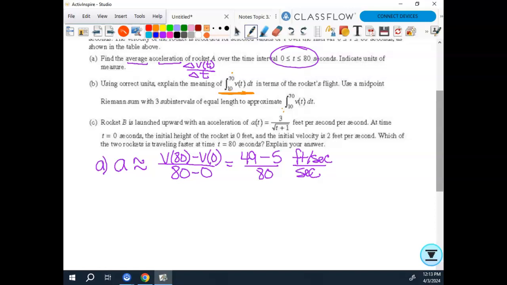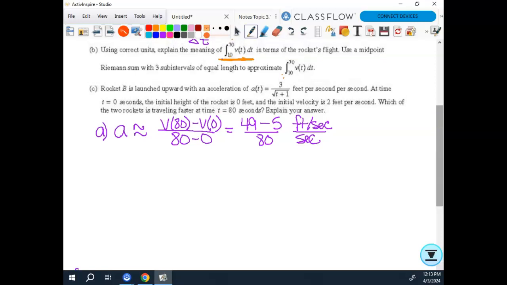Then B says, using correct units, explain the meaning of this in terms of the rocket's flight. And then we're supposed to use midpoint rectangle. So we didn't have time to write that stuff down. But remember that anytime you have an integral, you are finding accumulation, okay? How much stuff has changed. And so when I integrate velocity, I get position. And if we're looking at change in position, then we are looking at a distance, right? So when I integrate velocity from 10 to 70, that's going to give me the total distance traveled of the rocket in that time. Does that make sense?